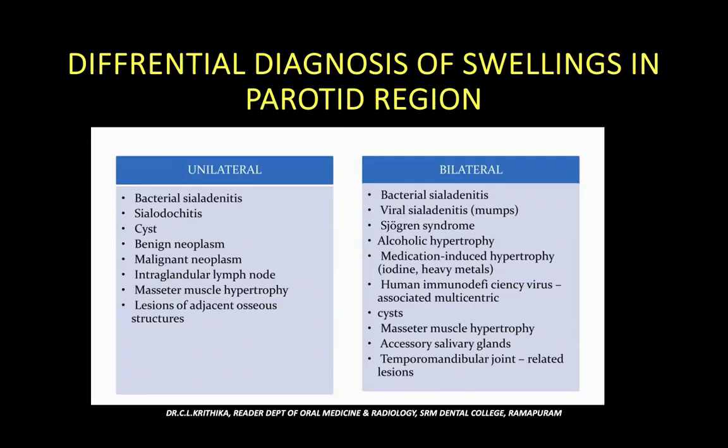osseous structures. Bilateral swellings will include bacterial sialadenitis, viral sialadenitis or mumps, Sjogren's syndrome, alcoholic hypertrophy, medication-induced hypertrophy, which could be because of iodine or heavy metals, then HIV-associated multicentric lesions, any cysts that could also be bilateral. Masseteric hypertrophy can also be bilateral. Accessory glands, salivary glands, and temporomandibular joint-related lesions.